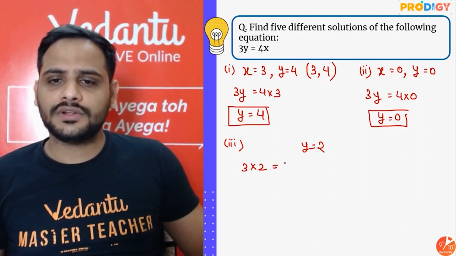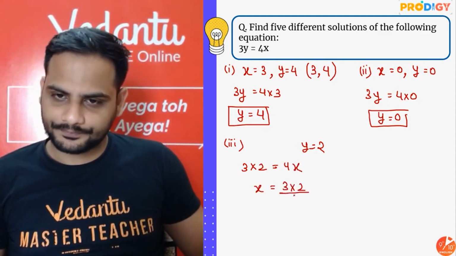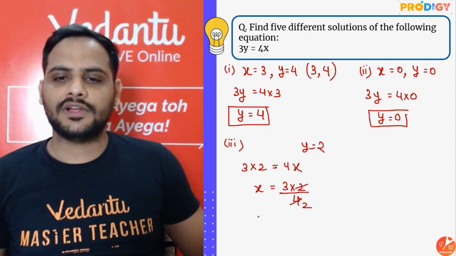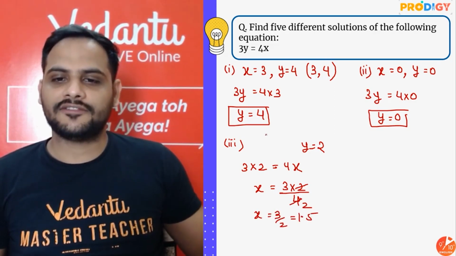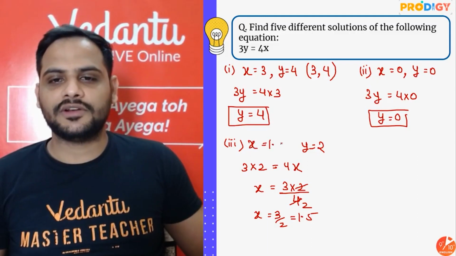So 3 into 2 is equal to 4x. So x will be 3 into 2 by 4, 2 1s are 2, 2 2s are 4. So x is equal to 3 by 2, which means 1.5. So you can say x is equal to 1.5.